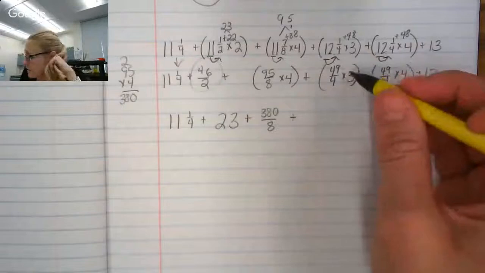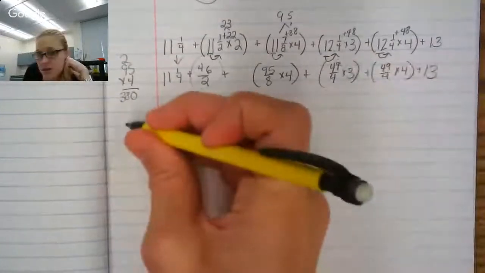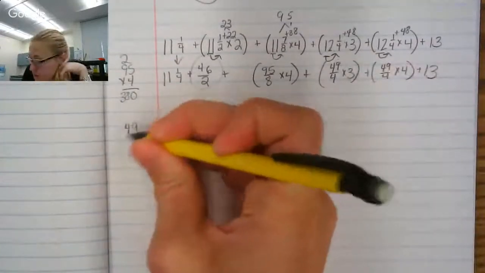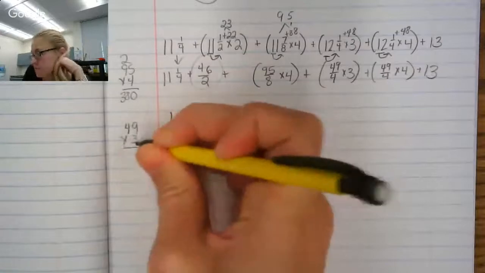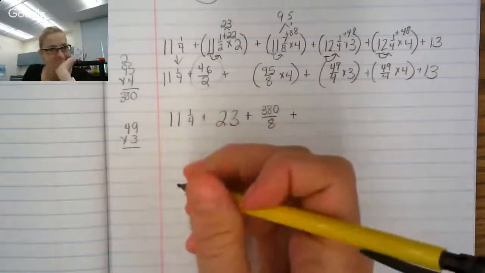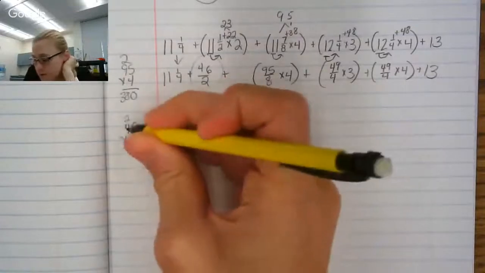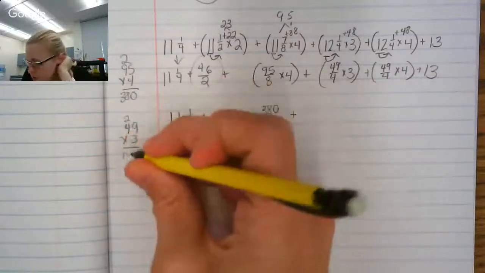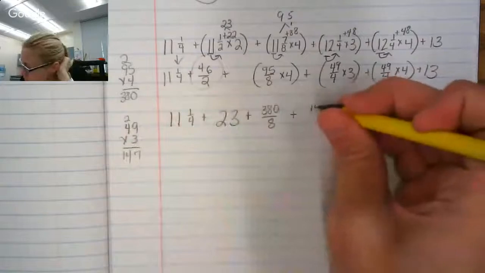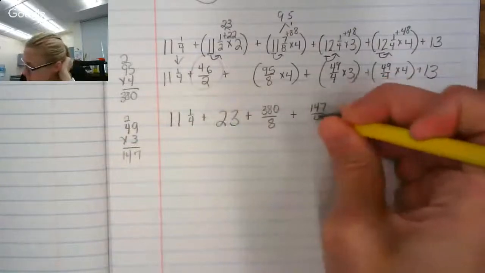Okay, again, I need to do 49 times 3. So if I can't do it there, I'm just going to go over to the side and do 49 times 3. So 3 times 9 is 27. Drop down my 7, regroup my 2. And then 3 times 4 is 12, plus 2 more is 14. 147 fourths.